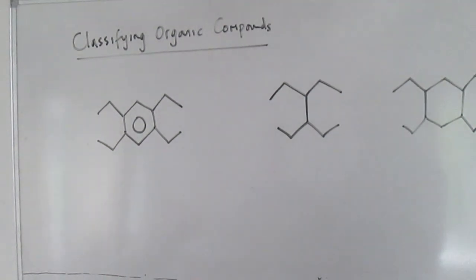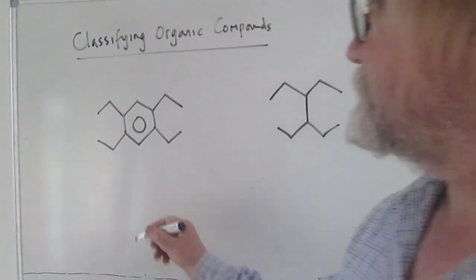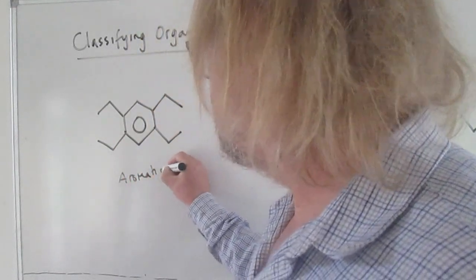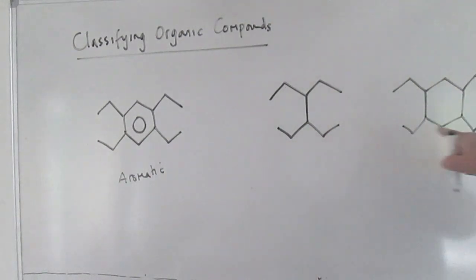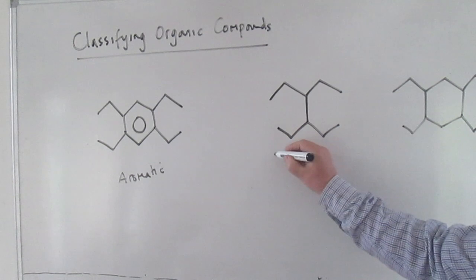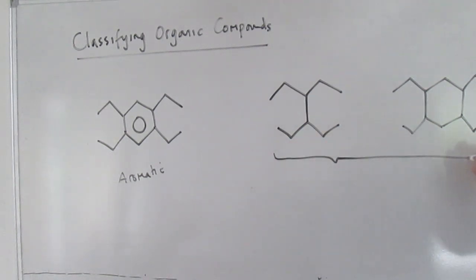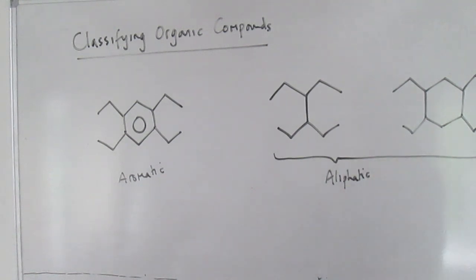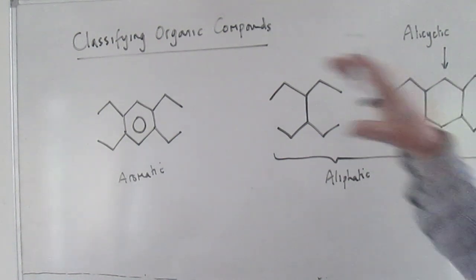Okay, so here are just some quick examples to make that point. This one contains a benzene ring, so is aromatic. These two, neither of them contains a benzene ring, so these two are both aliphatic. This one doesn't contain a ring at all, so it's aliphatic and that's it. But this one contains a ring, it's just not an aromatic ring, so this one is alicyclic. So you can describe it as either alicyclic or aliphatic, but not aromatic.